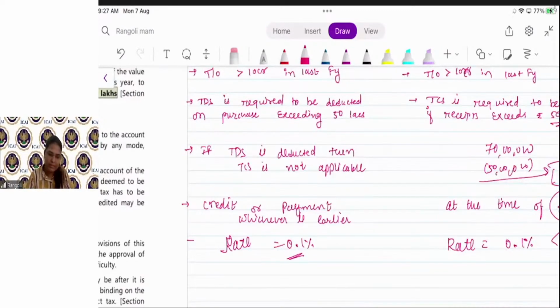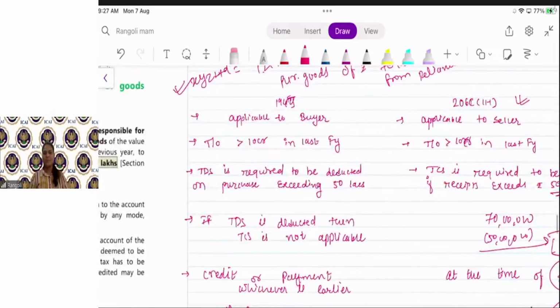Clear everyone? 194Q is from the buyer's perspective. If I am purchasing any goods, you need to check whether in the last year my turnover is more than 10 crore or not. If it is more than 10 crore, then in the current year, if I am purchasing goods of more than 50 lakh rupees, then on the amount exceeding 50 lakh, I need to deduct TDS at the rate of 0.1%. The time of deduction is payment or credit, whichever is earlier.